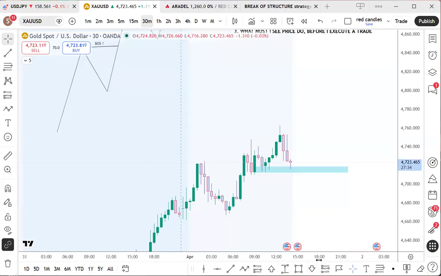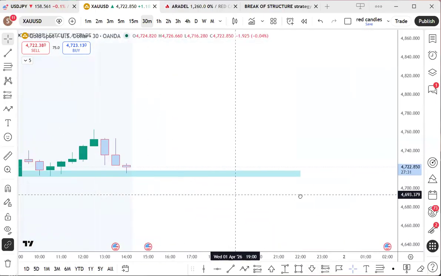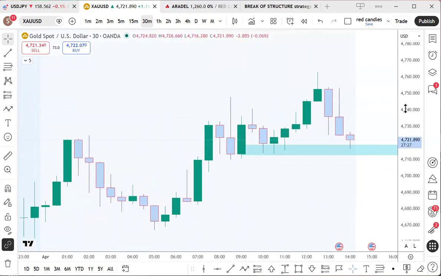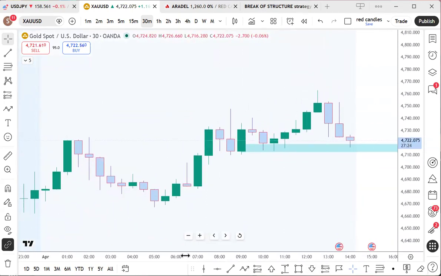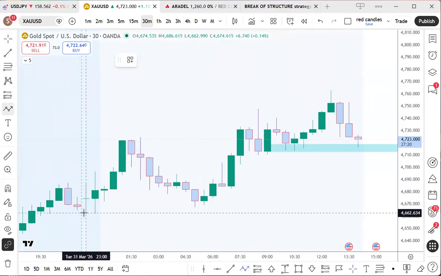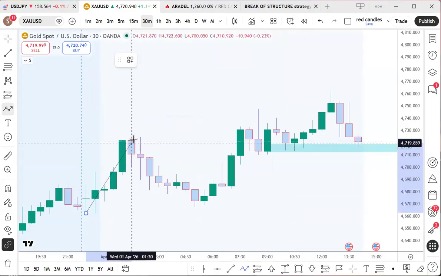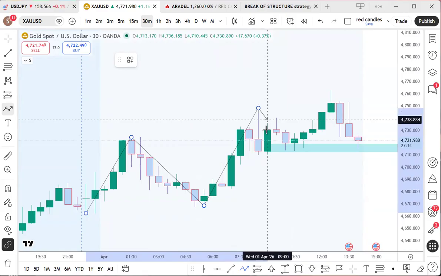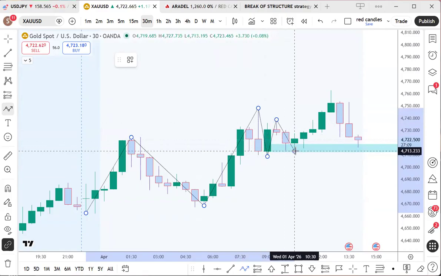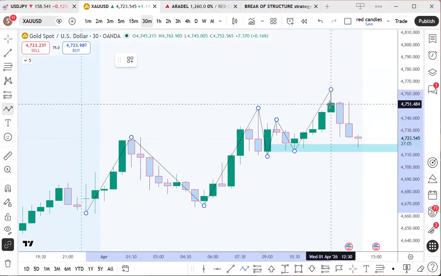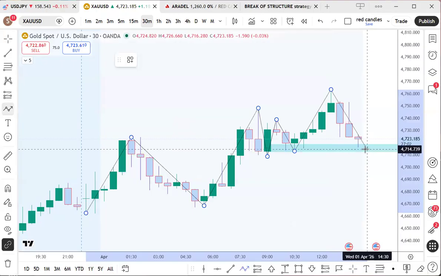Let me expand this so we can see what is happening. I want to capture what happened from the beginning of today. This is gold on the 30 minute chart. Price pushed up, pulled back down, pushed up, pulled back, did a small back and forth there, and eventually broke these structures, these highs here, and now it has come back here.